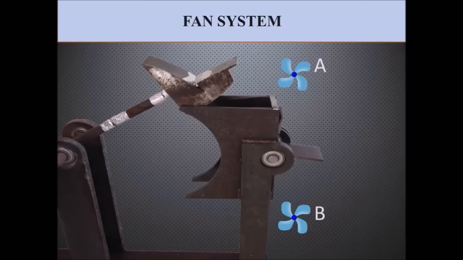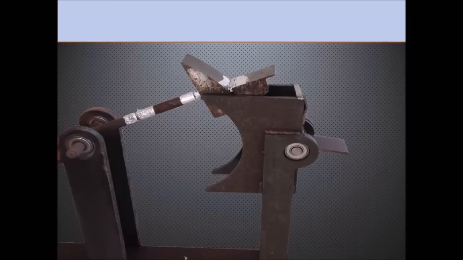2 fans can be placed at the positions A and B. Fan A supplies fresh air for the combustion, while fan B provides a vacuum effect and is used for the exhaust. Note that at high RPM, the engine would cause a gyroscopic effect.